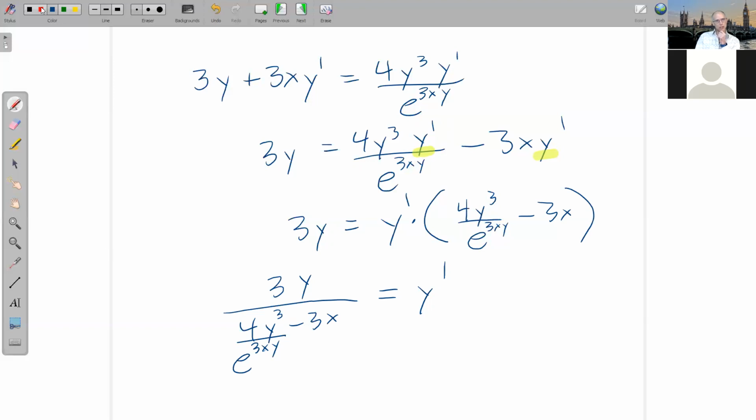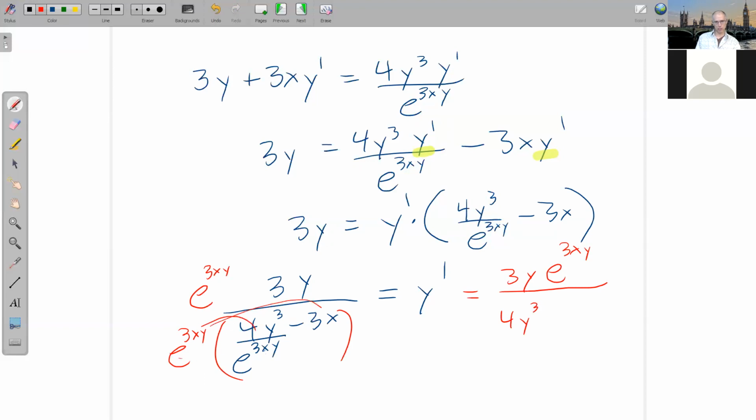So I guess what I would do to clean that up is multiply top and bottom by e to the 3xy. I think that might be the way to go. So then I get 3y times e to the 3xy over 4y cubed. When I distribute here, these guys cancel, but I gotta distribute there too. So that's gonna be 3x e to the 3xy. And I think that might be the simplest, the least ink version of this.